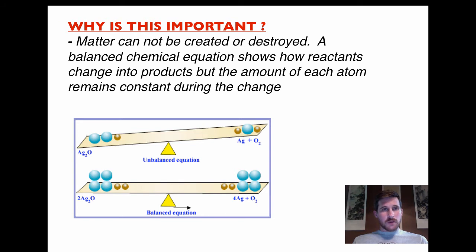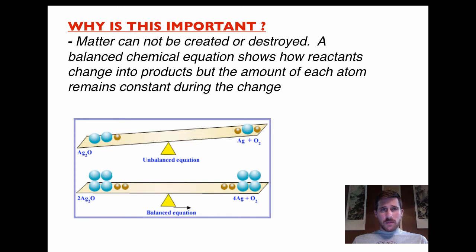So in chemistry, why is this important? Matter cannot be created or destroyed. We'll talk about more of that statement in a little bit. It's a really common one you hear. Sometimes the word matter is replaced with mass, but it's going to tie into balanced chemical equations.